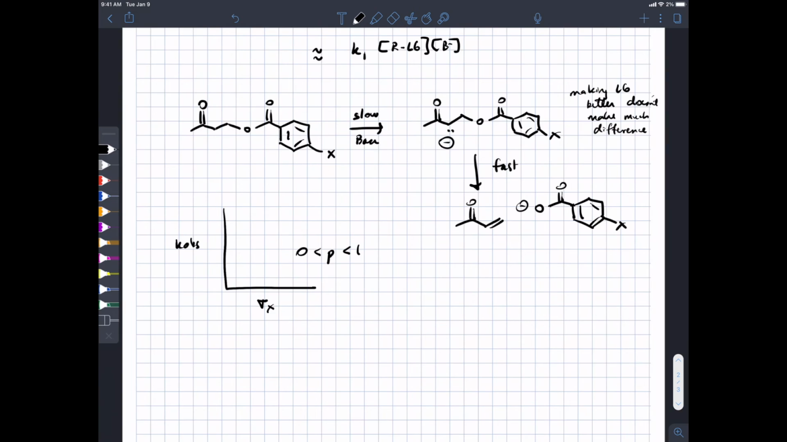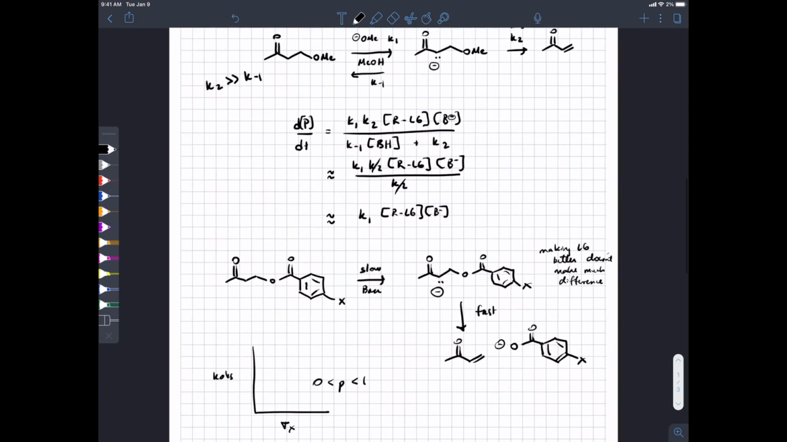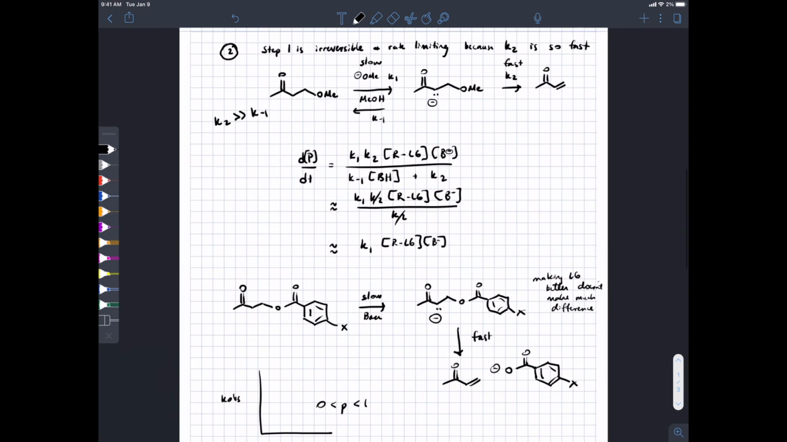So sometimes people will, I've never seen this before, but your text mentions it, so we'll mention it here. People will call this scenario E1CB IRR to indicate that the first step is irreversible. You can promptly forget that. I don't care about it at all, but if you see that, you'll know what they're talking about.